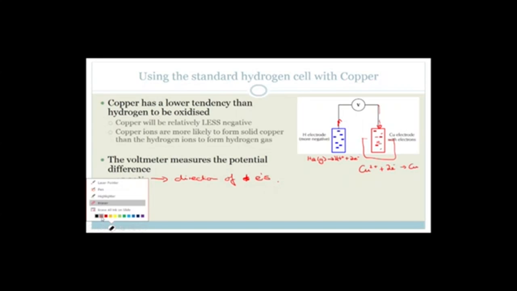So now we know what happens when we connect different cells to the hydrogen half cell. So what does that mean? That means we now can get this table. And guys, there are two tables. There's one table called 4A and another table called 4B.